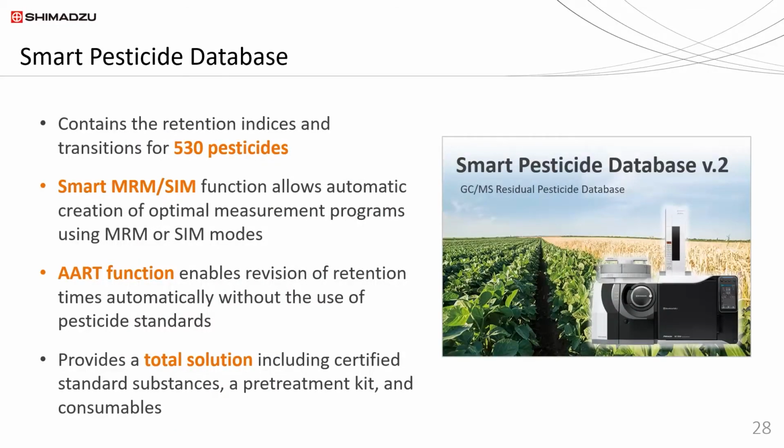If you are new to residual pesticide analysis, we have a method package called Smart Pesticide Database to kickstart your analysis. The Smart Database is a kind of product unique to Shimadzu. In the Smart Database, retention indexes as well as MRM and SIM transitions for 530 pesticides are provided. Together with a method optimization function, including Smart MRM and AART function, you can get your analysis going immediately.